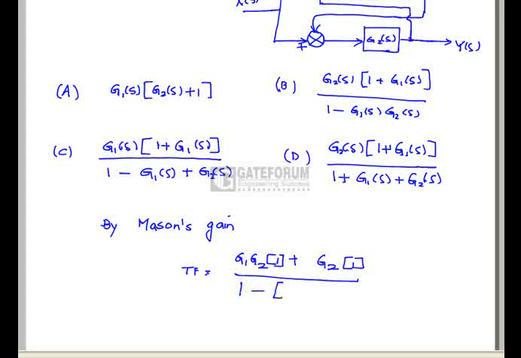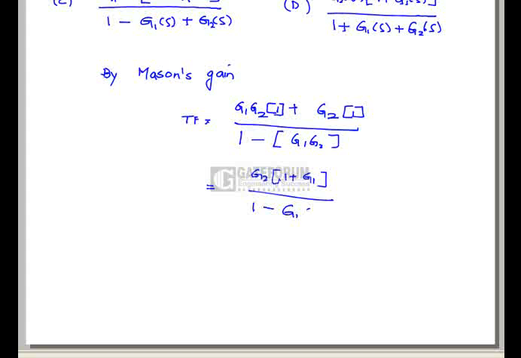Delta is 1 minus the first loop, which is G1 Z2. There are no other loops. Coming to two non-touching loops, there are no two non-touching loops. Hence the transfer function equals G2 into 1 plus G1, divided by 1 minus G1 G2. Hence option B is correct.